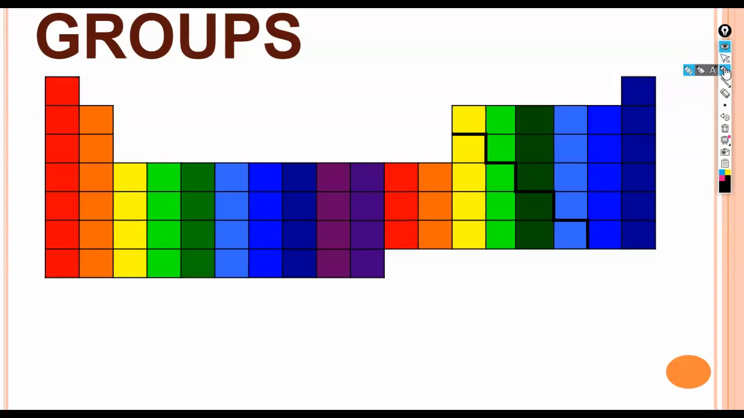Okay, and so what I want you to do, first of all, is label on your periodic table the different groups. So you have group 1, group 2, group 3, group 4, 5, 6, 7, 8, 9, 10, 11, 12, 13, 14, 15, 16, 17, 18, all the way to group 18. I want you to label the different groups on your periodic table. Go ahead and pause the video and do that now.